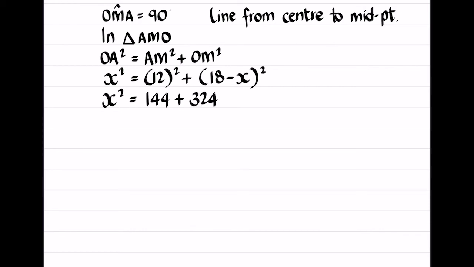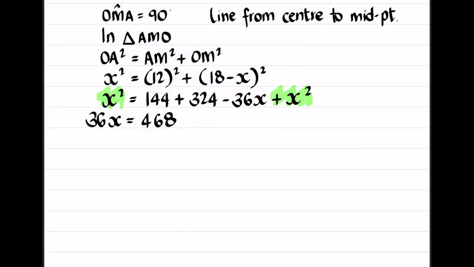18 times negative x doubled is negative 36x. Negative x all squared becomes positive x squared. Now what I would notice is that I have a positive x squared on the left and a positive x squared on the right, which means that those are going to cancel. So that means I'm going to take the negative 36x to the left-hand side, so it becomes a positive 36x is equal to 144 plus 324 gives me 468.